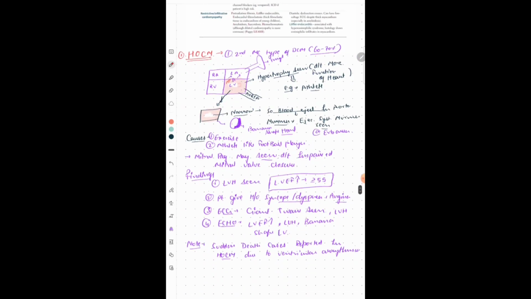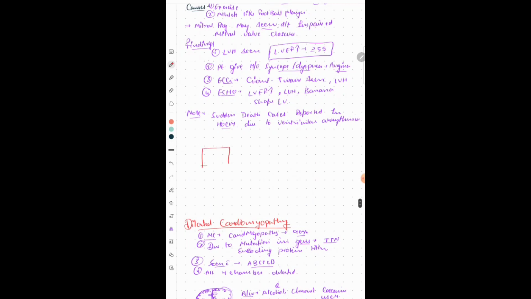You have to learn in HOCM, this is a heart. This is the left ventricle, then the blood is going to the aorta, and from here the blood is going to the lungs. In this, hypertrophy occurs due to the muscle work. The name HOCM refers to the hypertrophy that occurs due to increased muscle movement.